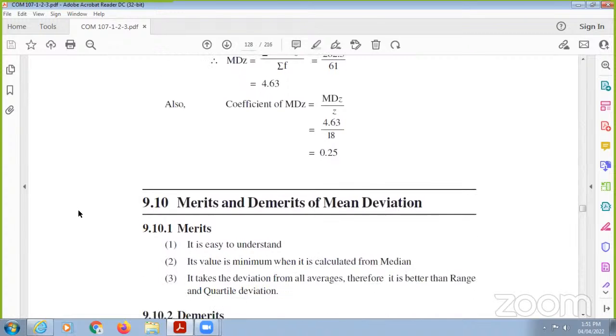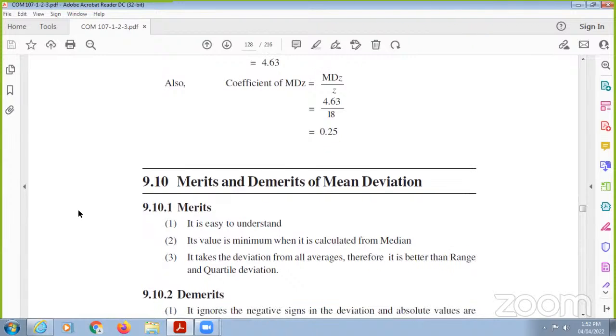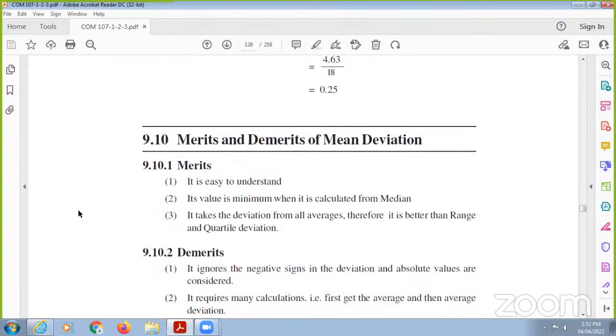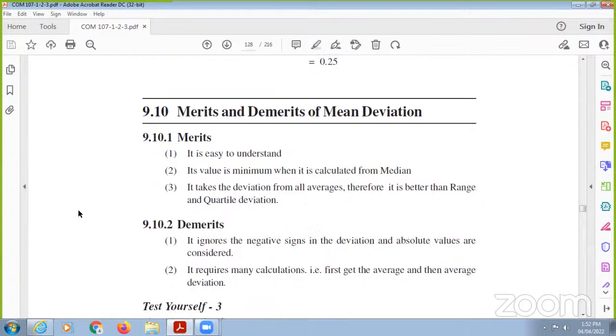There are some merits and demerits also. Merits: it is easy to understand. Second, the value is minimum when it is calculated from the median. Third, it takes the deviation from all averages. Therefore, it is better than range and quartile deviation also. Then there are some demerits. There are two demerits. It ignores the negative signs in the deviation and absolute values are considered. It also requires many calculations, first to get the average and then the average deviations also.